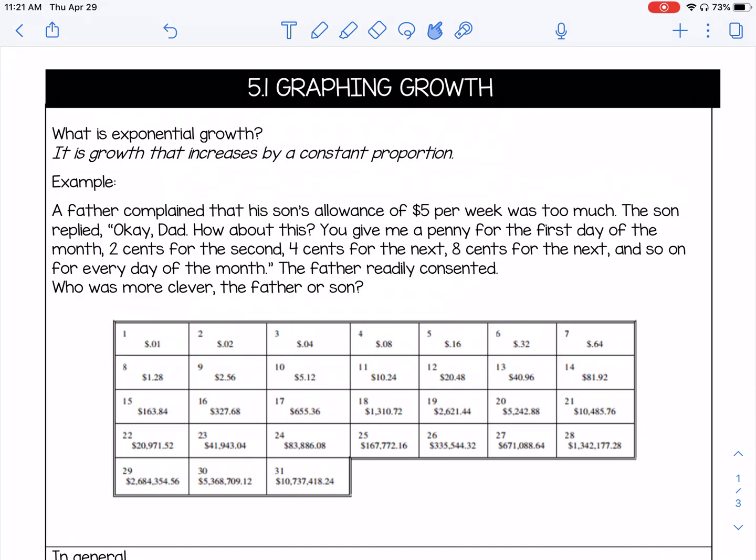Example: a father complained that his son's allowance of $5 per week was too much. The son replied, "Okay, Dad, how about this? You give me a penny for the first day of the month, 2 cents for the second, 4 cents for the next, 8 cents for the next, and so on for every day of the month." The father readily consented. Who was more clever, though, the father or the son?